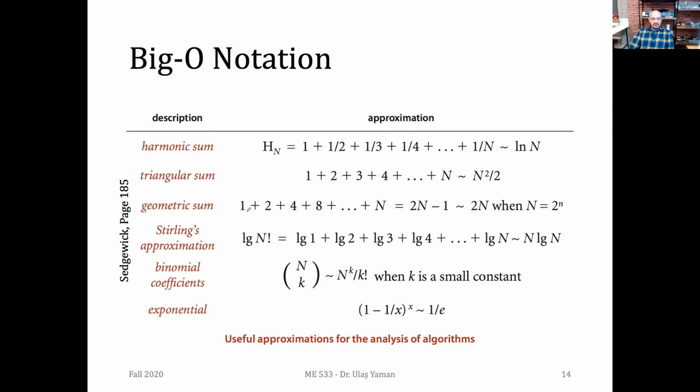And then we have a geometric sum. It's actually summing, as you see, the orders of 2, and it's equal to 2n minus 1, and it's approximately equal to 2 times the value of n. And it's only valid if n is equal to 2 to the power of n.